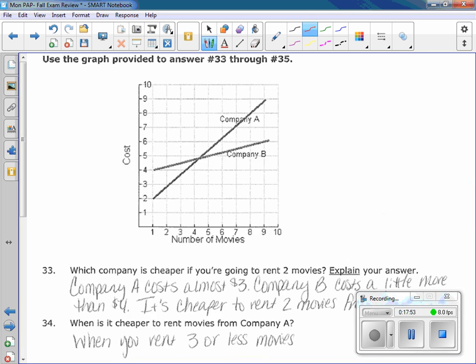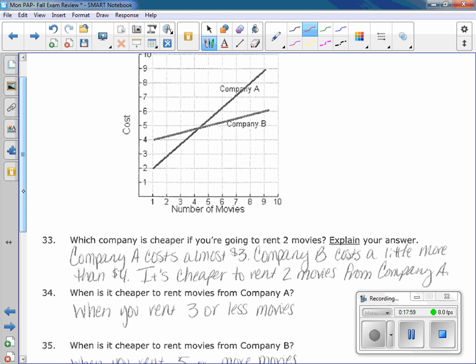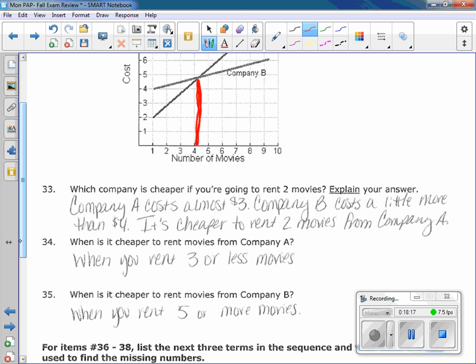And then remember, the other part of multiple representations is looking at graphs. You won't have to create a graph on your test, but you might have to look at and analyze graphs. Now, this was a little bit off, but the idea was supposed to be that they were dead even at 4. I know that the graph was a little funky on that. But if Company A and Company B are dead even at 4, then when is it cheaper to rent movies from Company A?